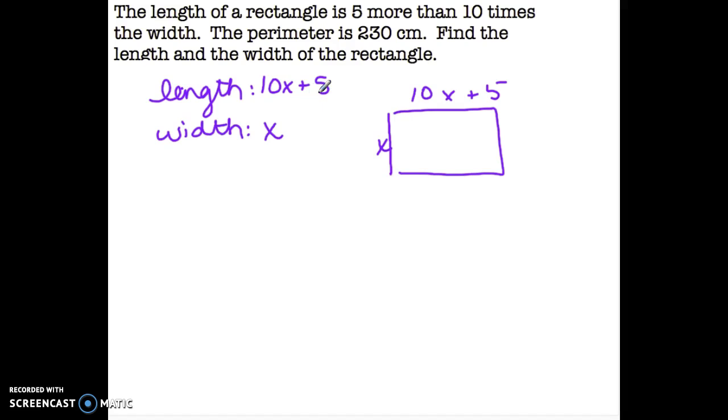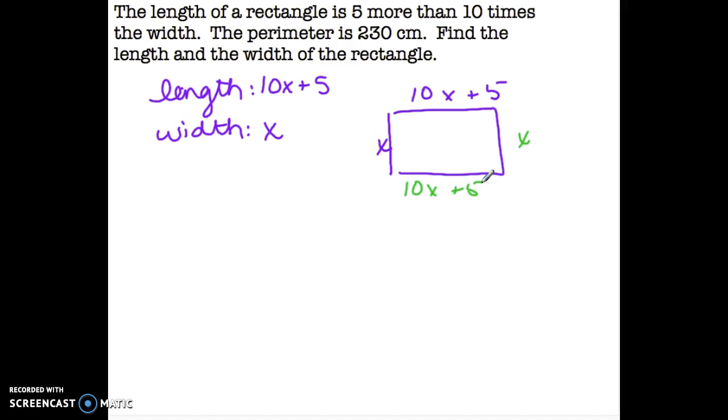Okay, the last thing that we're looking at is the perimeter. The perimeter is 230 centimeters. So you may notice when you're dealing with perimeter, you need to get all 4 sides. So we need to do this x and this 10x plus 5 as well. So we're going to add up all 4 sides to get the perimeter.